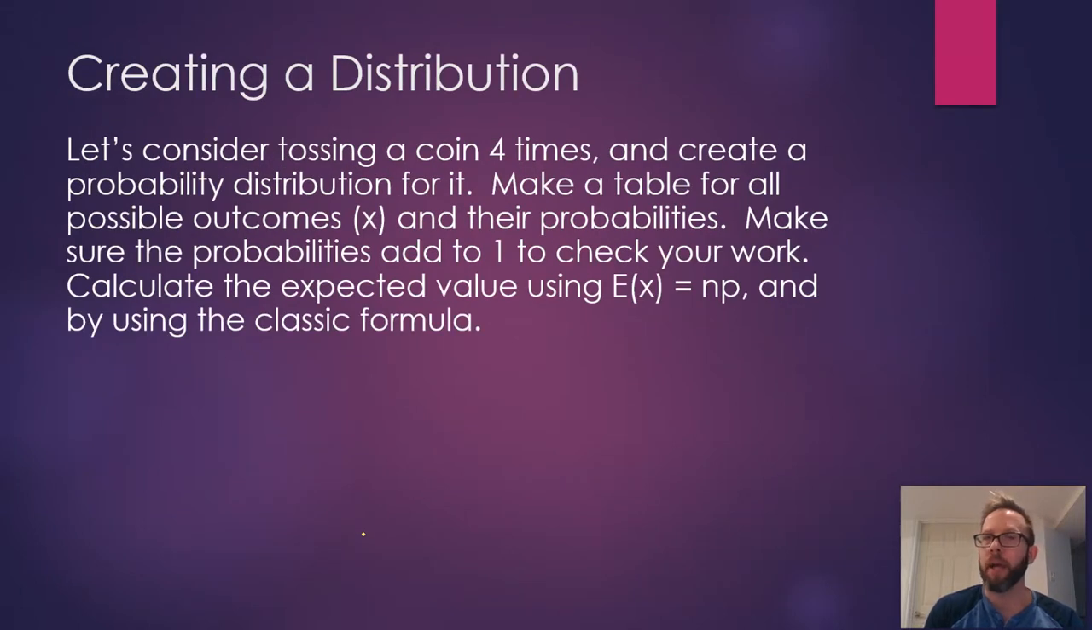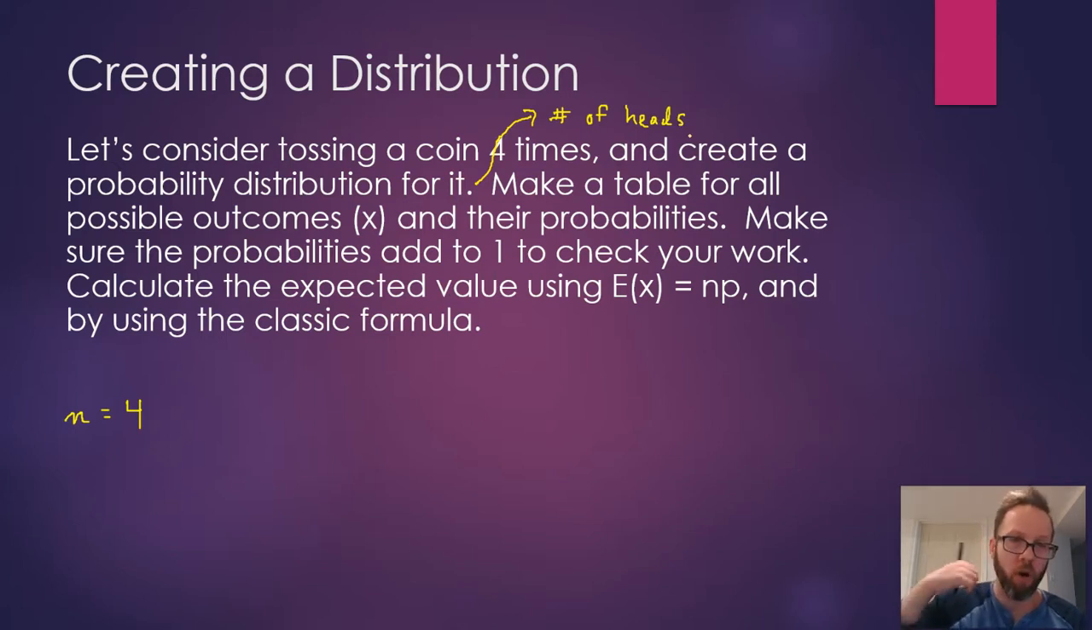All right, let's create a binomial distribution. Let's get some practice using the formula. We're going to consider tossing a coin 4 times. Where we're tossing a coin 4 times, that means the number of trials is 4. We're going to create a probability distribution for the number of heads. We're going to make a table for all the possible outcomes and the probabilities, and we'll do some checks and calculate the expected value too.